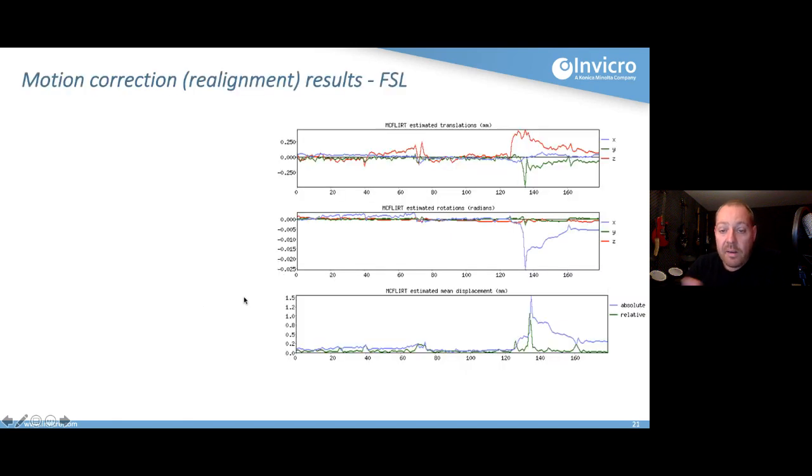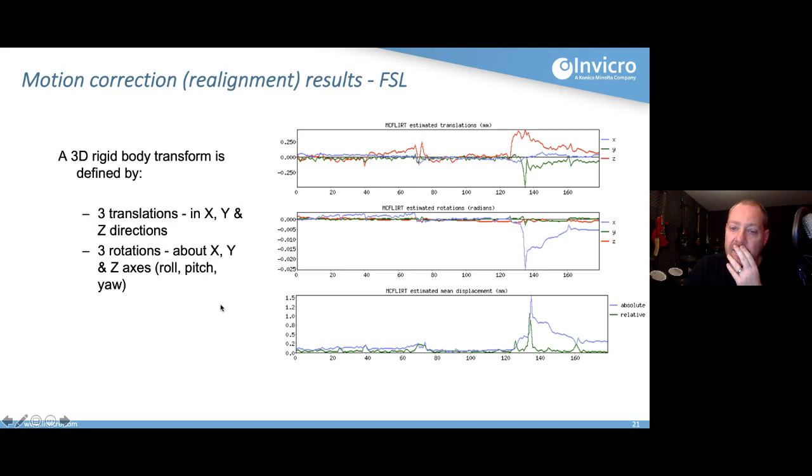These are the results you get in FSL. You get something that looks pretty similar with SPM. And it gives you 6 sets of results. So it does a 3D rigid body transform, and it gives you the results in 3 translations, so that's up, down, left, right, and back to front, and 3 rotations: roll, pitch, and yaw. And then it also gives you a kind of summary at the bottom there as well.